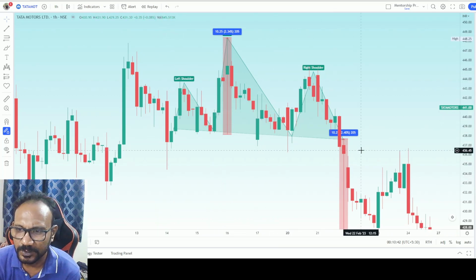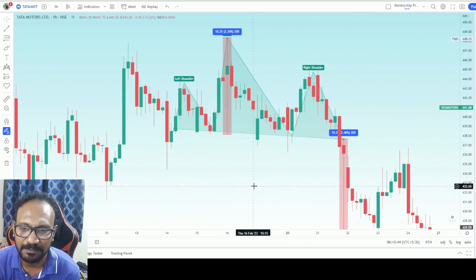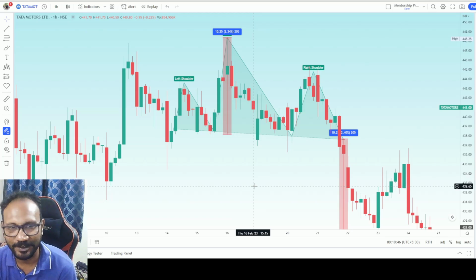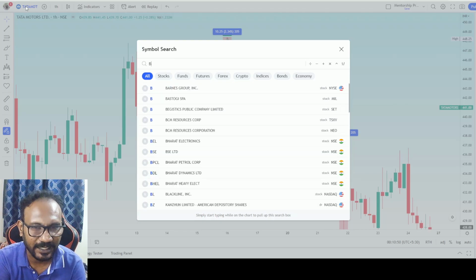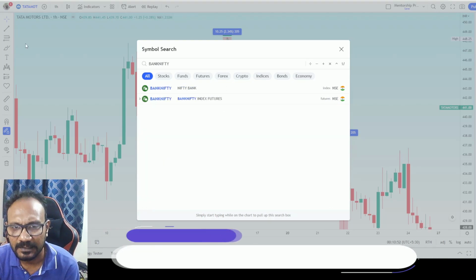So you have this second example. The third one is my most favorite, Bank Nifty. So I'm going to show you an example from Bank Nifty now. Here we go.